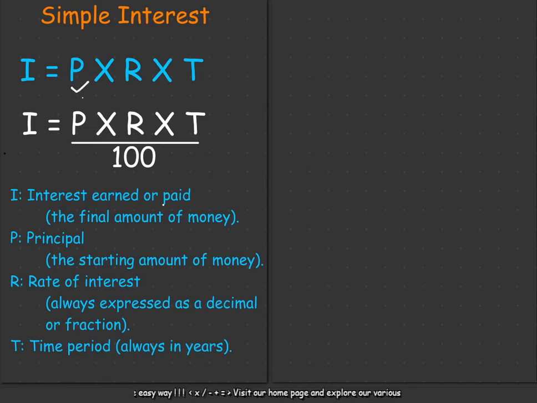Now, the principal here is the starting amount of money. So if you deposit an amount in a bank expecting interest, the amount you deposited is what you call your principal. The rate is expressed as a decimal or fraction. That is the rate of the interest: how fast or how slow are you getting the interest? Then the time that you are expecting the interest, is it a year or 2 years? Most of the time it is expressed in years.